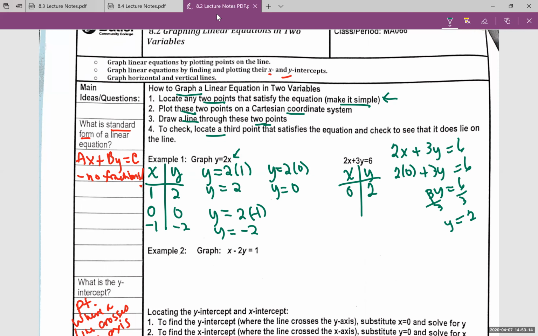Now we can put in any value we want, and it doesn't have to be for x, it can be for y. Let's say though we put in a 0 for y. So 2x plus 3, this time we're putting a 0 in for y, and we're going to solve for x. So 2x equals 6, x equals 3. So when y is 0, x is 3. So we have our 2 points. We have 0, 2, and we have 3, 0.